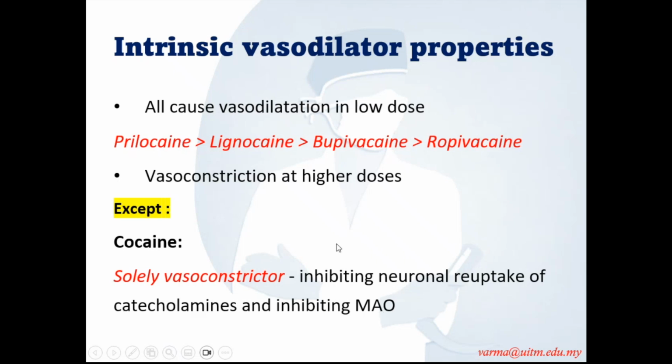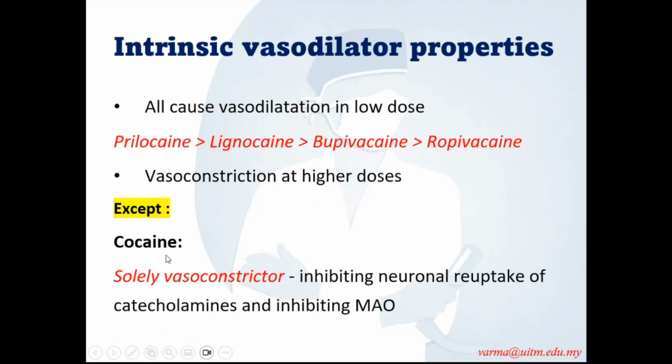So by keeping norepinephrine high in the circulation, because cocaine inhibits neuronal uptake, the norepinephrine that is supposed to be taken back up into the neurons stays in the circulation. And in the circulation, the catecholamine can be metabolized by MAO, but cocaine inhibits the MAO, thus keeping the noradrenaline or catecholamine higher, giving a vasoconstrictor property. That is the use of cocaine in Moffat solution.